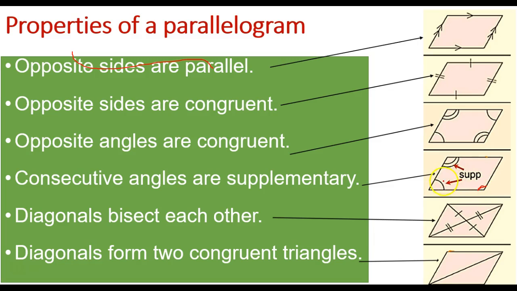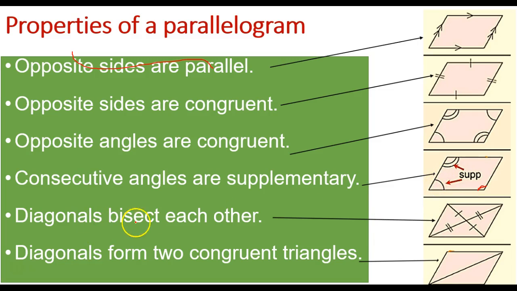But also, if these two are supplementary and these two are supplementary, that means these two must be equal, because this angle here is equal to itself by the reflexive property. Remember that theorem: if a pair of angles is supplementary to another pair of angles, then those other angles must be congruent, because this has to be itself.